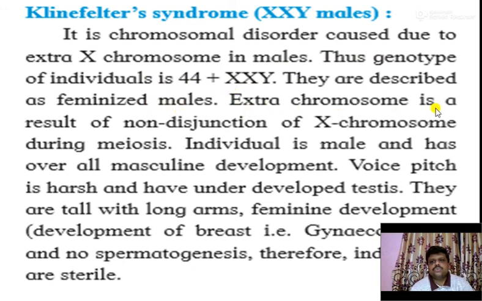The extra chromosome is a result of non-disjunction of the X chromosome during meiosis. The individual is male and has overall masculine development. Voice and speech are harsh and they have underdeveloped testes. They are tall with long arms, and feminine development such as development of the breast. There is no spermatogenesis, therefore the individual is sterile.